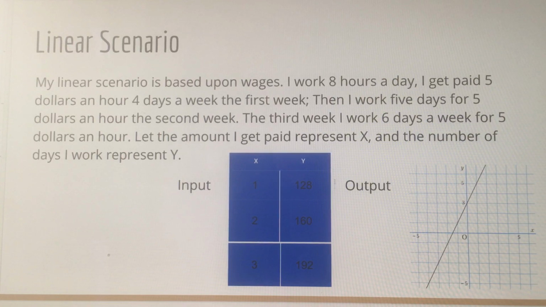Again, here is our X and Y column. X represents input, Y represents output. We have our first week, second week, and third week for our X column. Our Y column is how much we earned in that week. $128, $160, and $192. The difference between these three columns is $32, which means it's going to be at a constant rate of change. That makes our function a linear function.